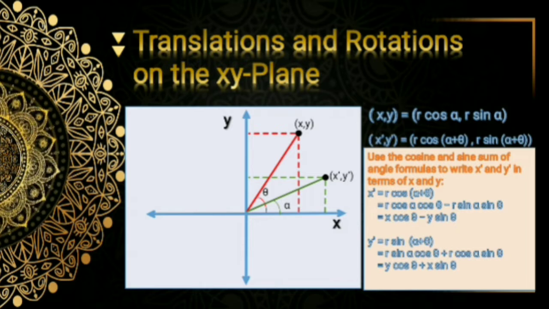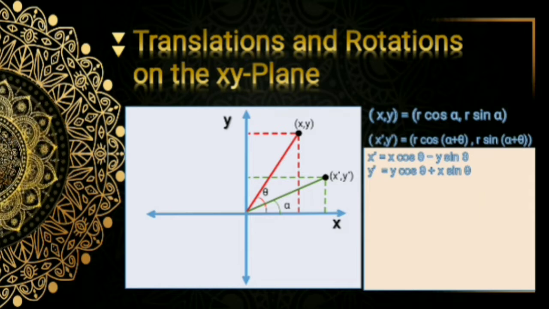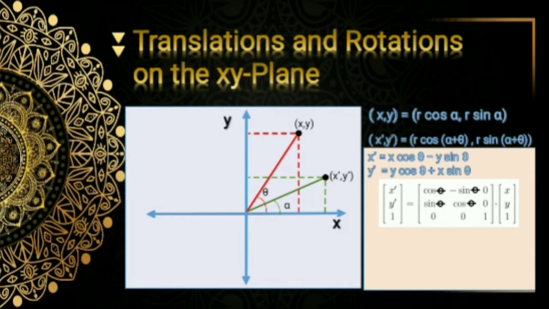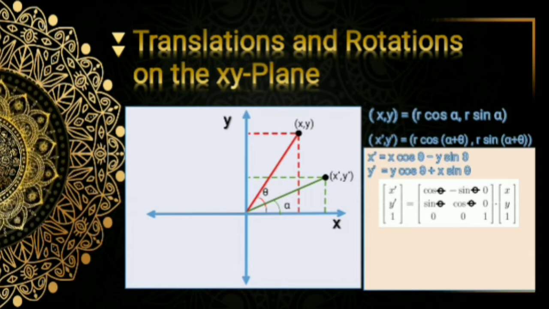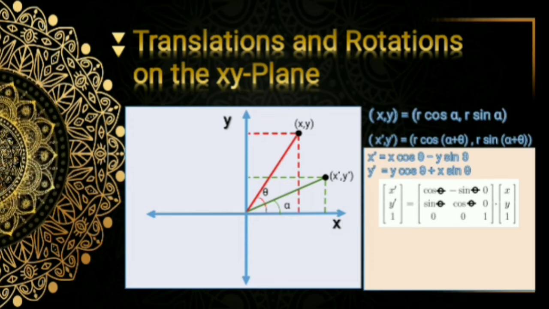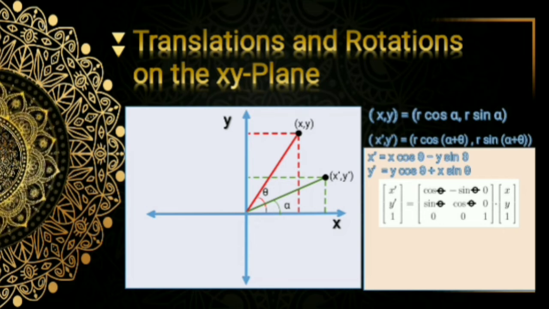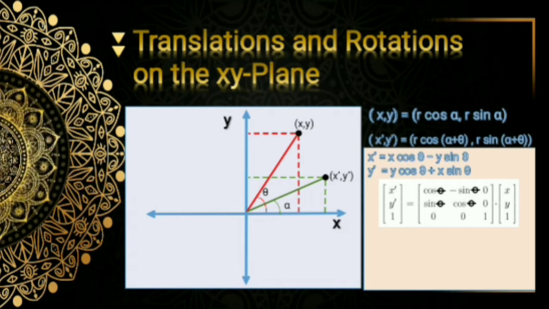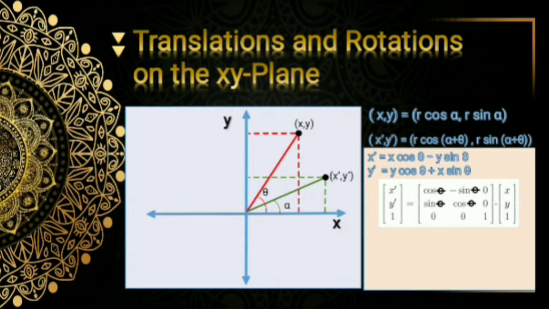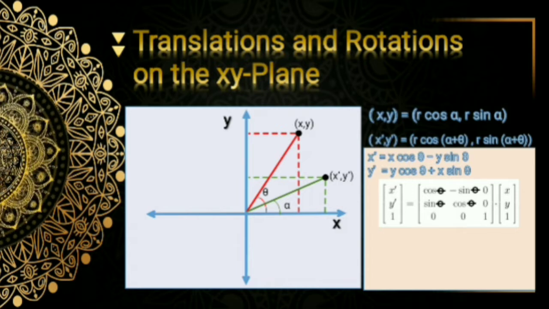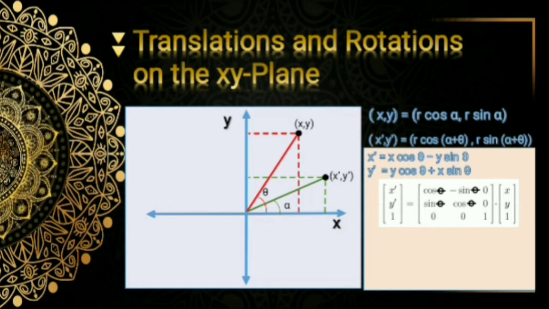Putting this into matrix form gives us x prime, y prime, and our third element 1 equal to the matrix of column 1, row 1, positive cos theta, column 2, row 1, negative sin theta. Third column, row 1 is 0 because in x prime equals x cos theta minus y sin theta, there is no third element, that's 0. Okay, next we have column 1, row 2, positive sin theta, column 2, row 2, positive cos theta, and third column, row 2 is 0 because in y prime equals y cos theta plus x sin theta, there is no third element, it's 0.